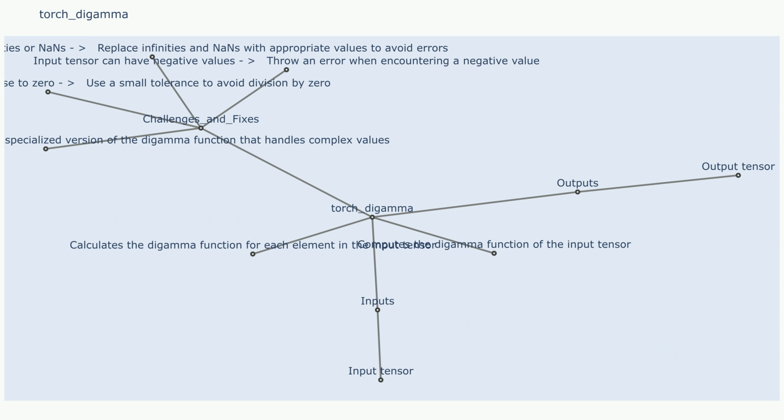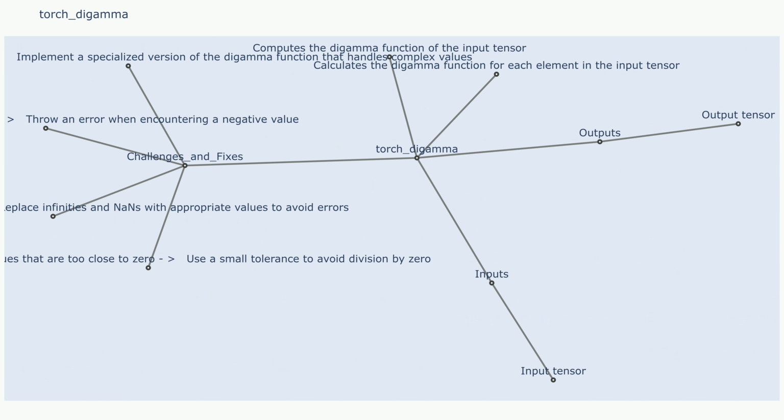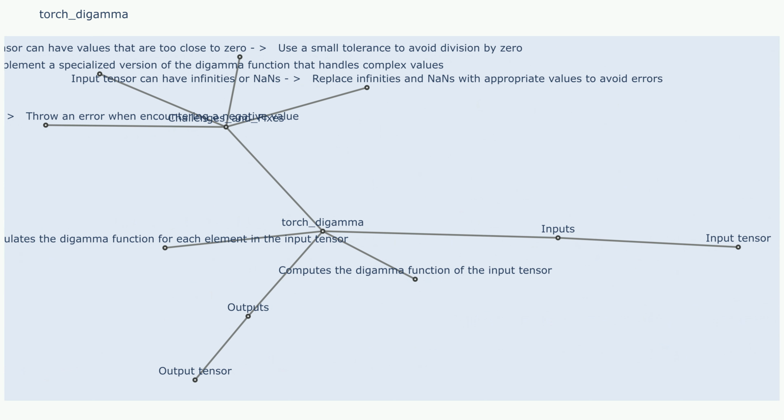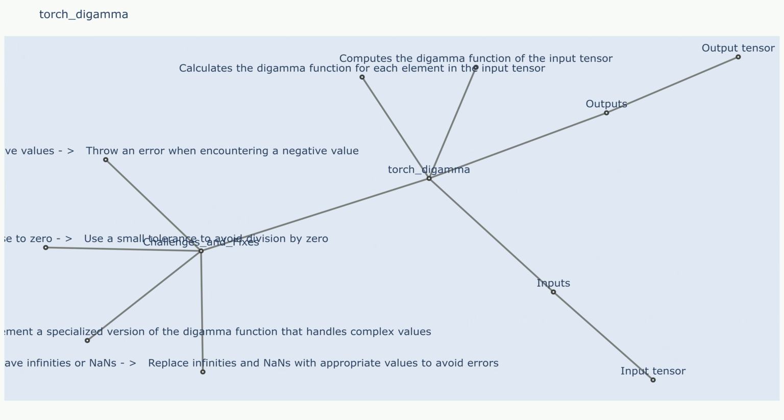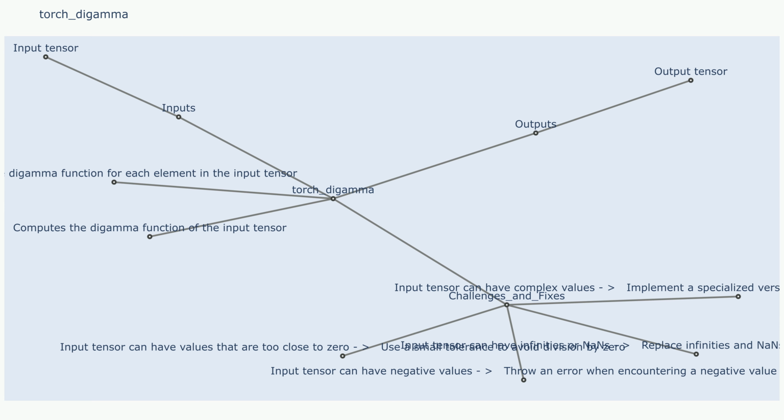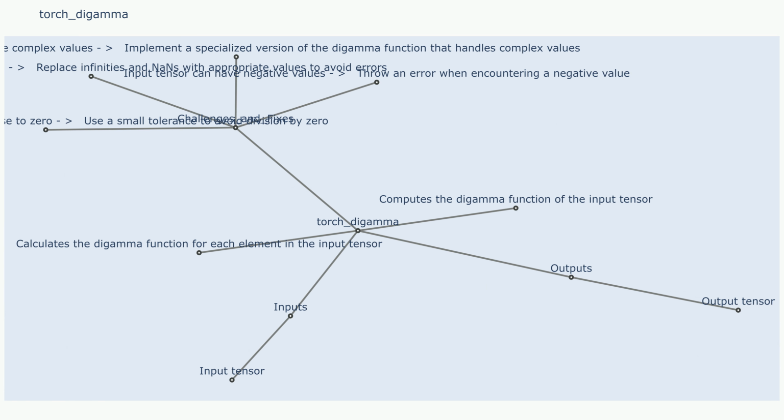Steps. The torch.digamma function calculates the digamma function for each element of the input tensor. The function uses a numerical approximation method to calculate the digamma function values. Challenges and fixes. Challenge 1: input values near 0 or negative values. Sample use case: calculating the digamma function for a tensor containing values close to 0 or negative values might result in numerical instability and produce incorrect results.